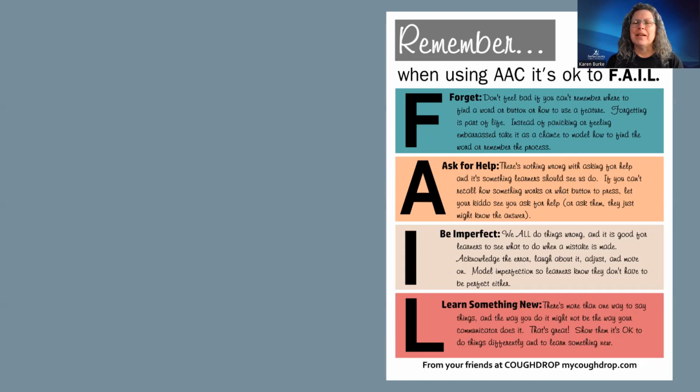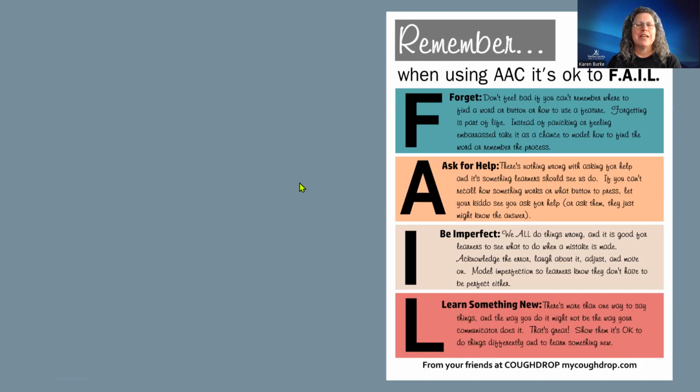Okay, so it's important that you understand that you can be imperfect. We all do things wrong. And it's good for learners to see when we make a mistake. Acknowledge the error, laugh about it, adjust and move on. Modeling imperfection so learners know that we don't have to be perfect either. And learn something new. There's more than one way to do things, and the way you do it might not be the way your communicator does, and that's great. Show them it's okay to do things in more than one way.